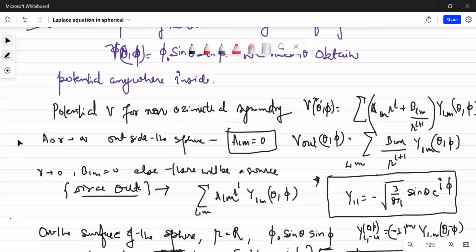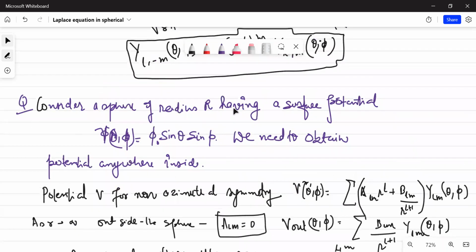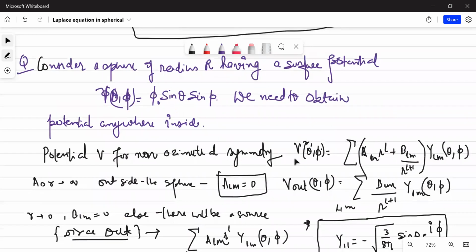So consider a sphere of radius r having surface potential so and so, and we need to obtain the potential anywhere inside. Now, what I told you is that the inside potential will be governed by this term, A_LM r raised to power L Y_LM of theta comma phi, and outside it will be governed by B_LM over r raised to power L plus 1 Y_LM of theta comma phi. Is that clear?